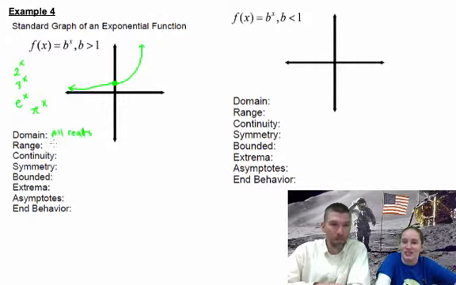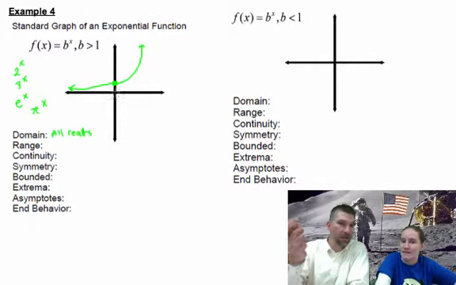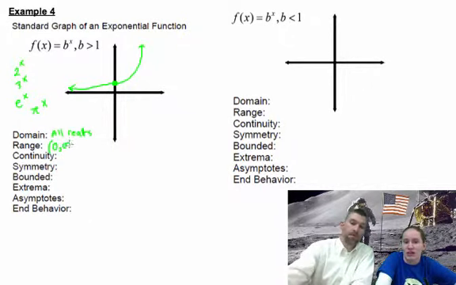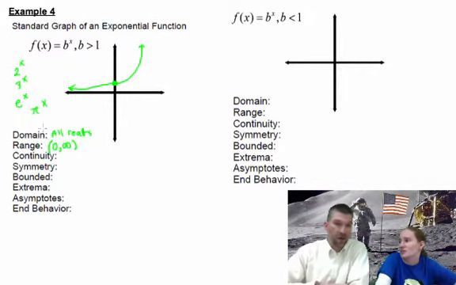Range. Now you have to pay attention here because you're either going to be above or below the x-axis. That tells us where our range is going to be. We aren't actually going to ever get to 0, we're just going to get close to it. So we'd need parentheses at 0 since it's not ever going to equal 0. And then it goes up forever, to infinity.